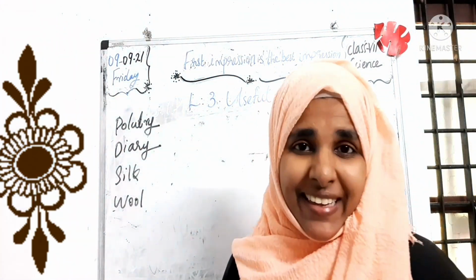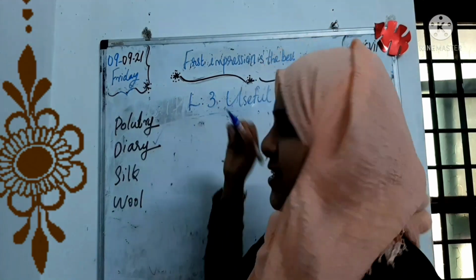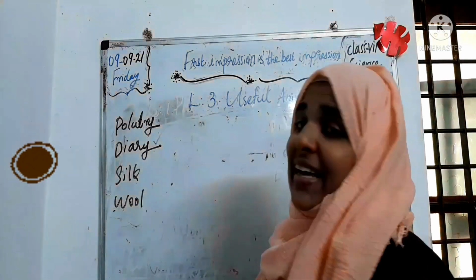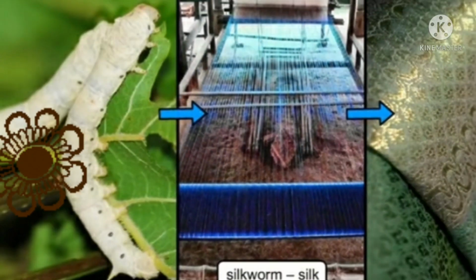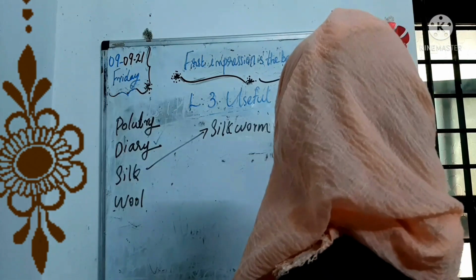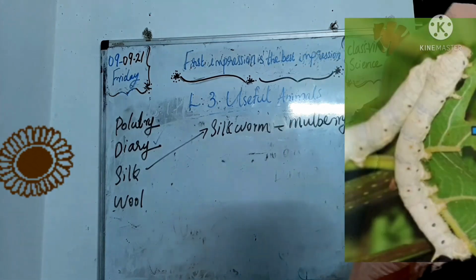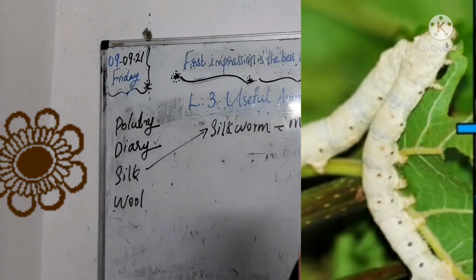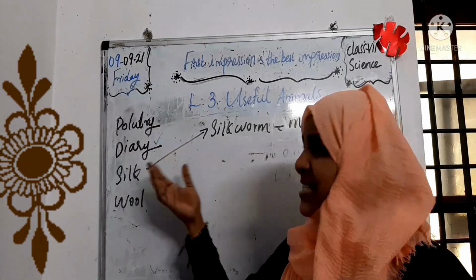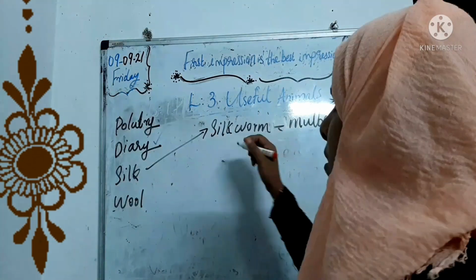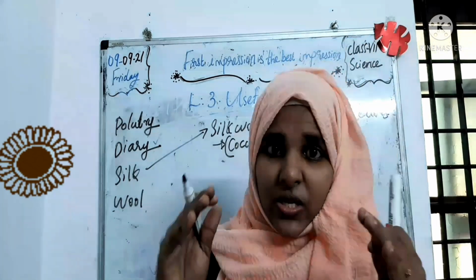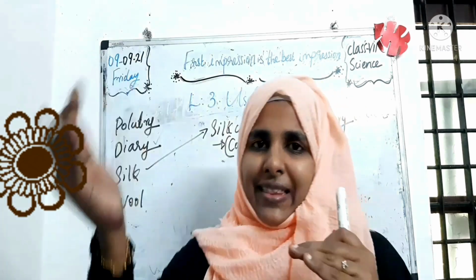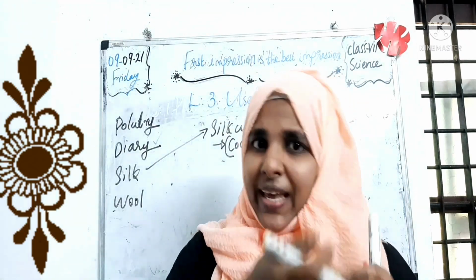So students, now we learned what is poultry farming and what is dairy farming, and now we can check how we can get silk from silkworm. Silkworms eat what type of food, children? That is mulberry leaves, and they grow. Silkworms feed on mulberry leaves. And how can we get silk cloth, children? Actually, silkworm has a cocoon. What is cocoon? Silkworm produces a thread-like outer covering of their body in their life cycle.